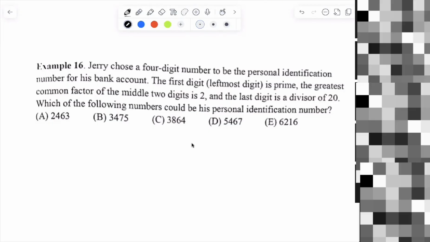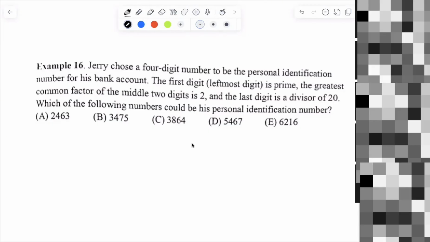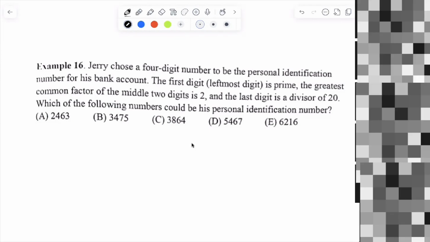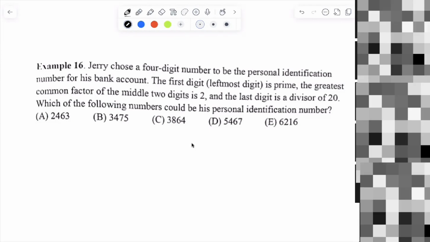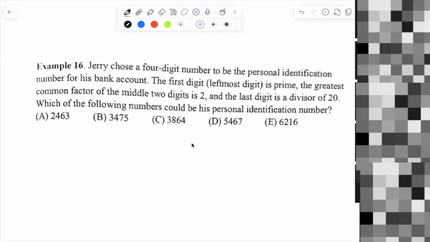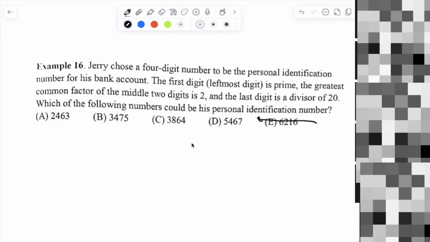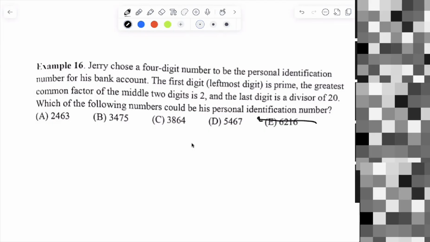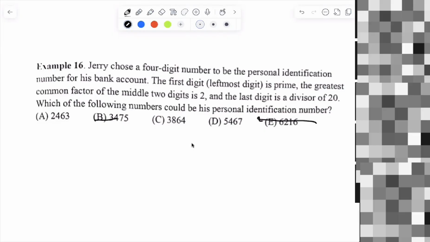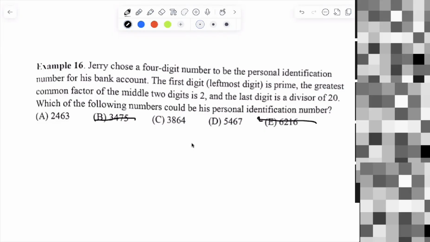I don't know why he's doing this. Whatever. So, the first digit, the leftmost, is prime, so we can immediately rule out E. The greatest common factor of the middle two digits is 2. We can rule out B since 4 and 7 do not share a factor of 2.